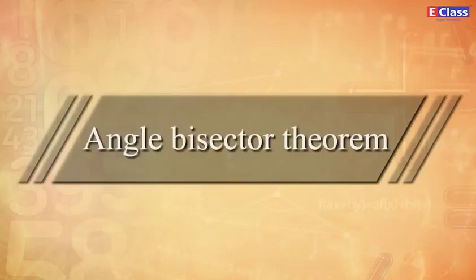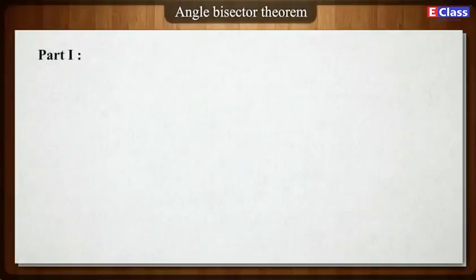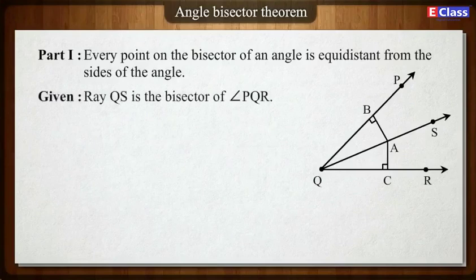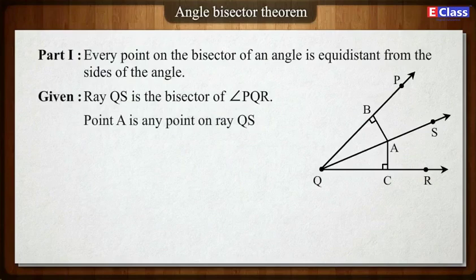Angle bisector theorem. Part 1. Every point on the bisector of an angle is equidistant from the sides of the angle. Given. Ray QS is the bisector of angle PQR. Point A is any point on ray QS. Segment AB is perpendicular to ray QP. Segment AC is perpendicular to ray QR.